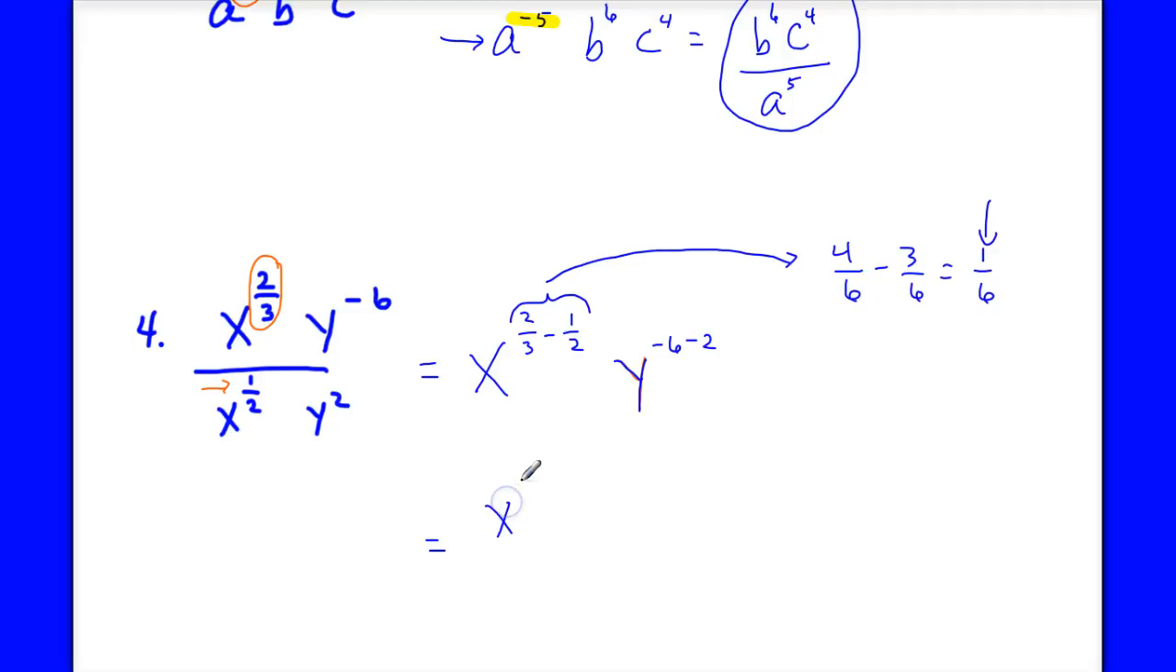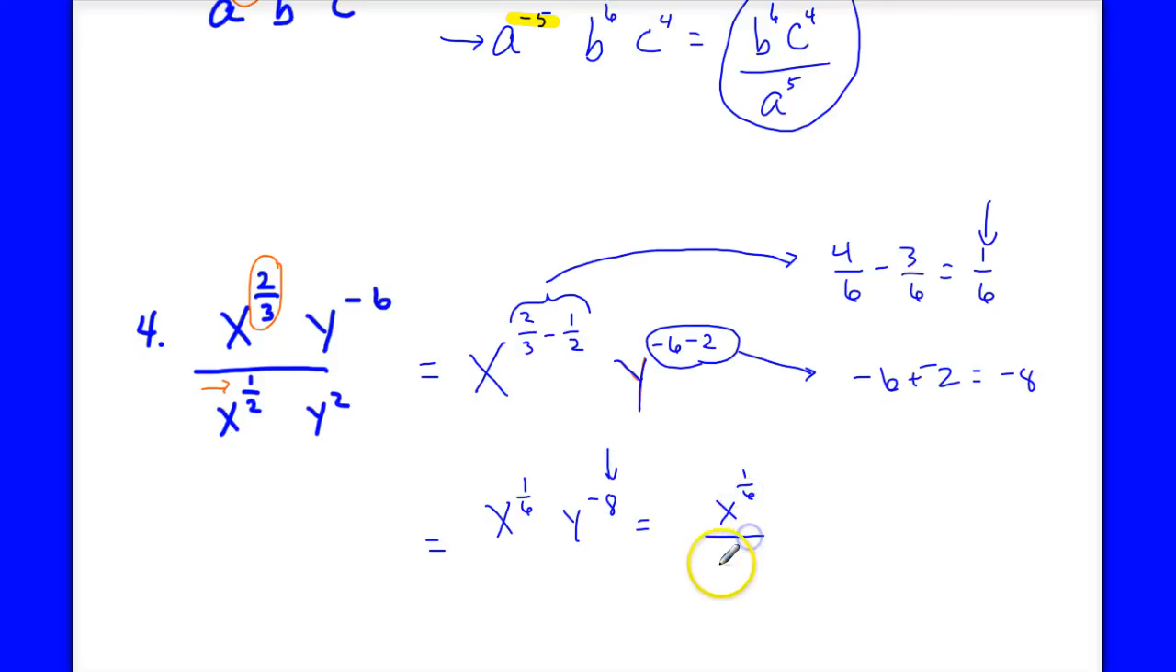So I have x to the 1/6. And then let's figure out what this is right here. All right, negative 6 minus 2. Well, again, I like to change things to an addition problem. That's a negative 8. So I have x to the 1/6 times y to the negative 8. And then we have to simplify that negative exponent right there. So my final answer would be x to the 1/6 over y to the positive 8, making the exponents positive. And there we have it for you.